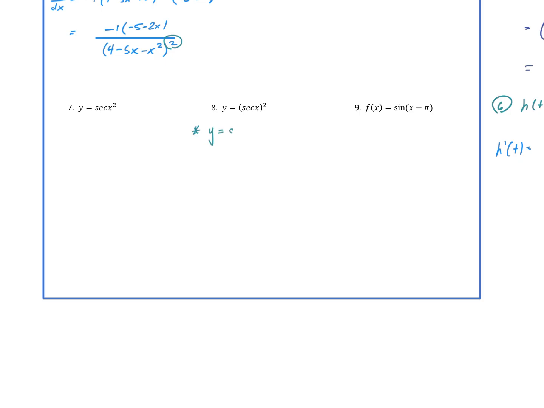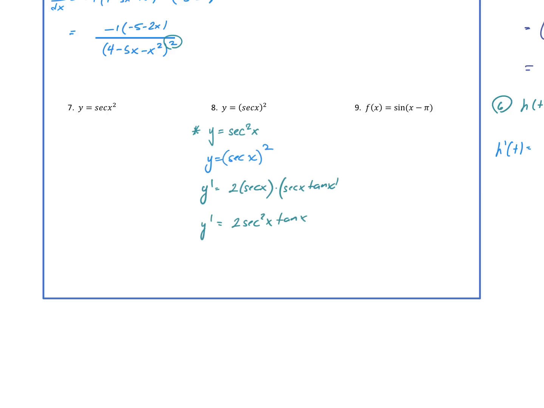Y equals secant squared of x. You would rewrite it as y equals secant of x, squared. That's everything squared. Then we could do chain rule. We get y prime, bring down the 2, rewrite the inside, lower the power by 1, derivative of the inside, which is secant x tan of x, and then we can simplify it to get 2 secant squared of x tan of x.